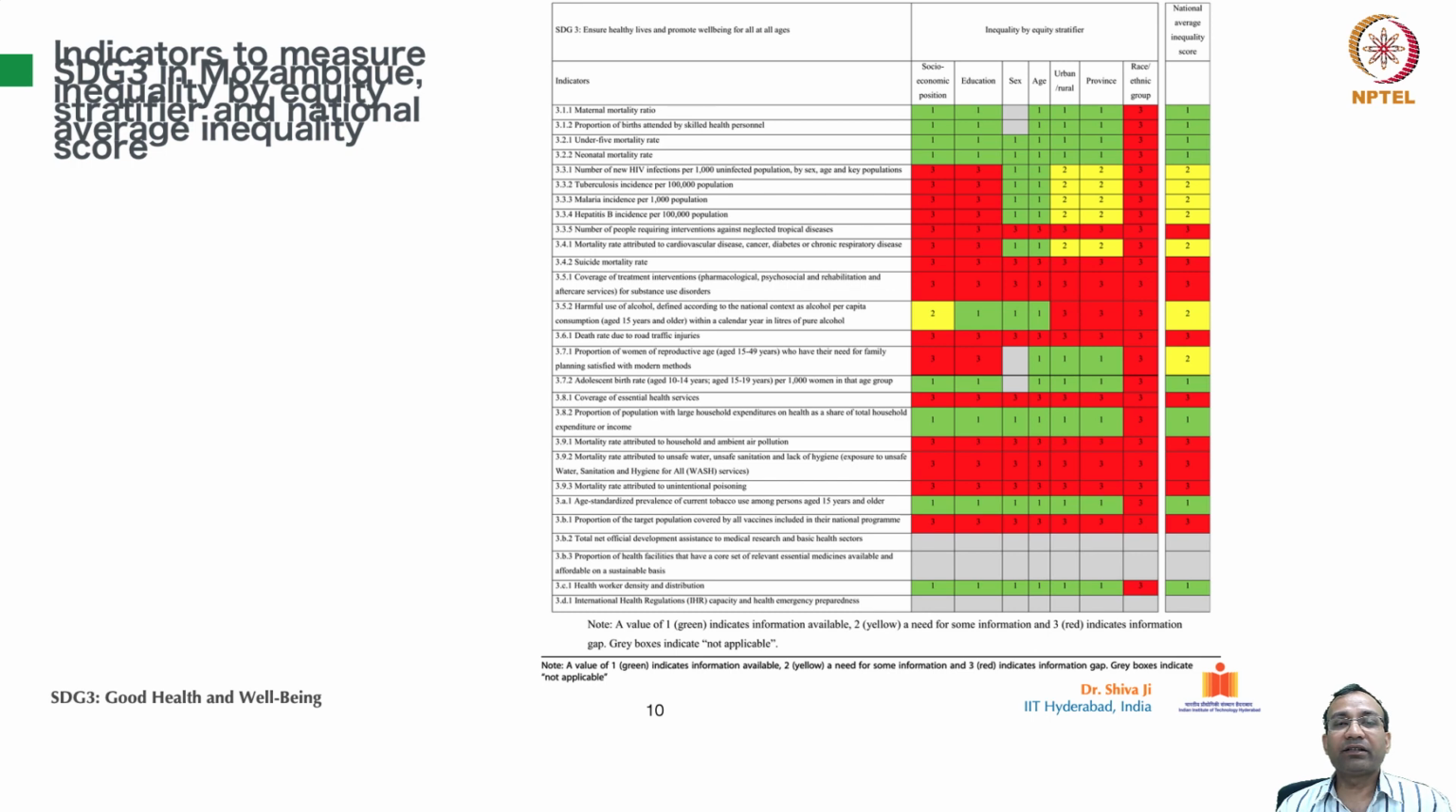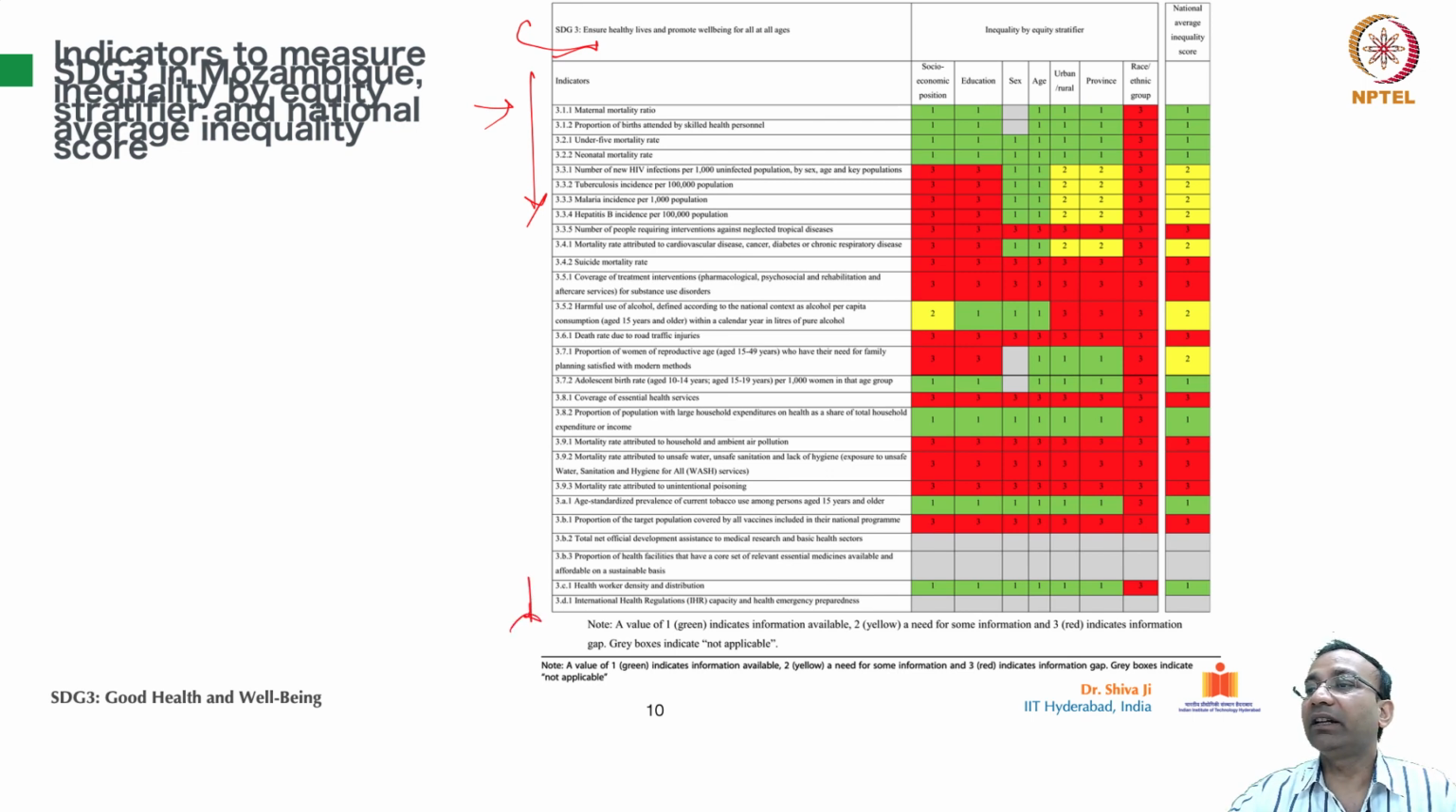Let's see some indicators to measure SDG 3 in Mozambique. Inequality by equity, so let's see what this table actually suggests. Under this SDG 3, these indicators are listed over here. You can see them: 3.1.1, 3.1.2, 3.2.1, etc., till the last.